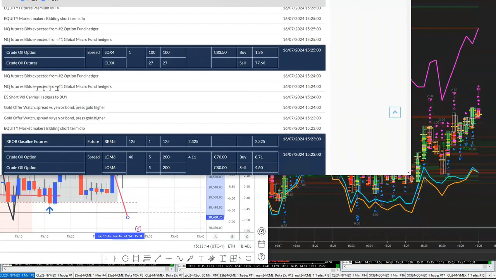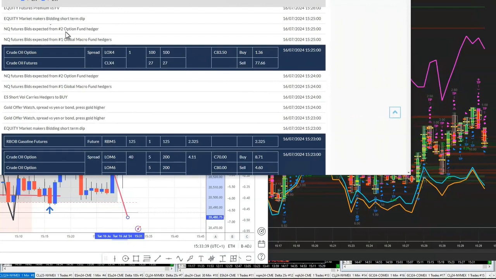NASDAQ, bids expected from the #1 global macro fund. NASDAQ, futures bids expected from the #2 option fund. So we had some bidders coming into the tape here. We're building a narrative, aren't we? At 1524, we're building a narrative on the NASDAQ. At 1525, NASDAQ, bids expected from the #1 global macro fund. At 1525, bids expected from the #2 option fund.